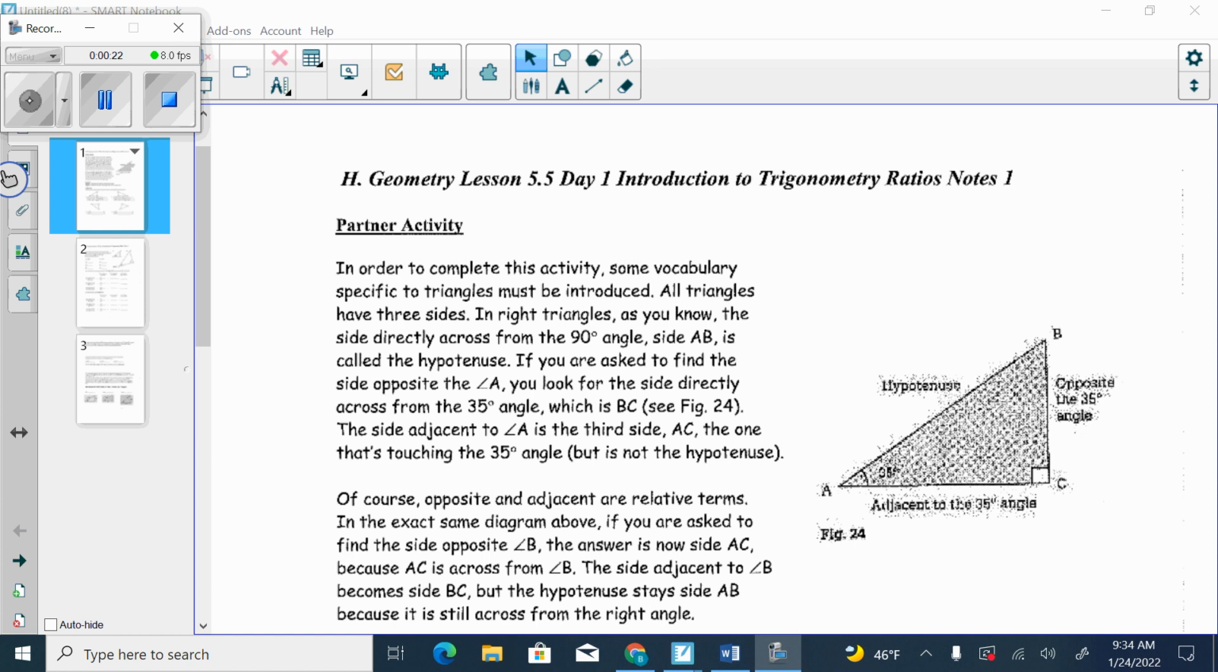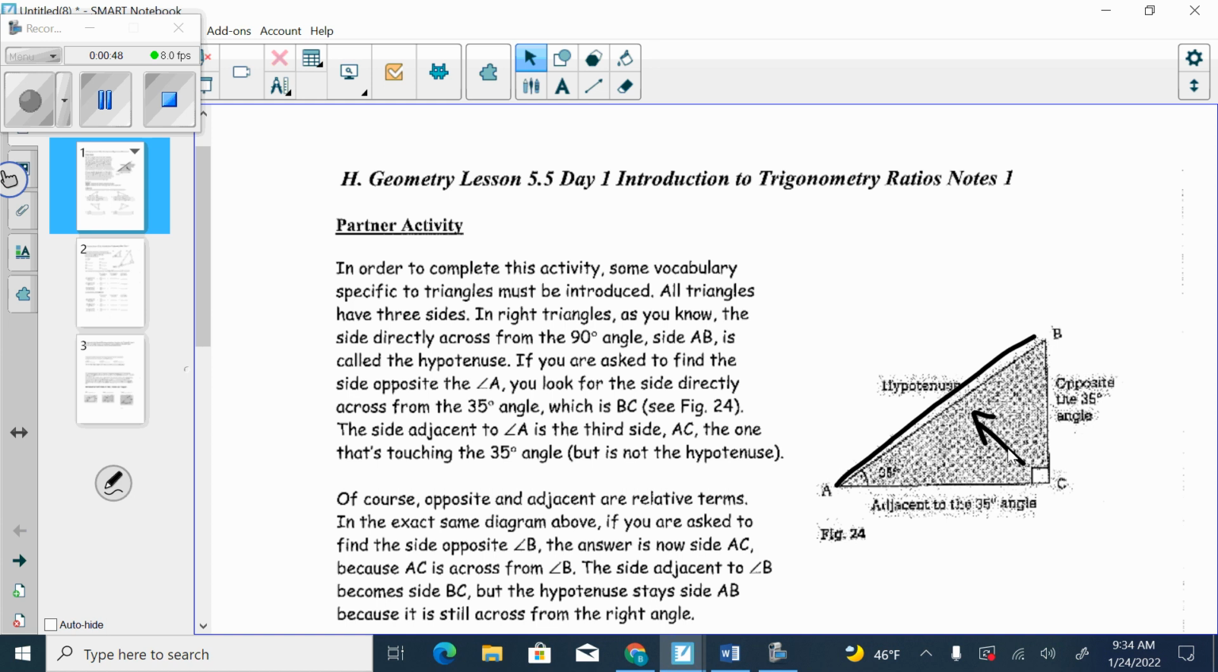We all know that in a right triangle, the side that is across from your 90-degree angle, in this figure that would be this side right here, AB, is called the hypotenuse. Across from the 90 is our hypotenuse. The two terms that we want to go over are opposite and adjacent.